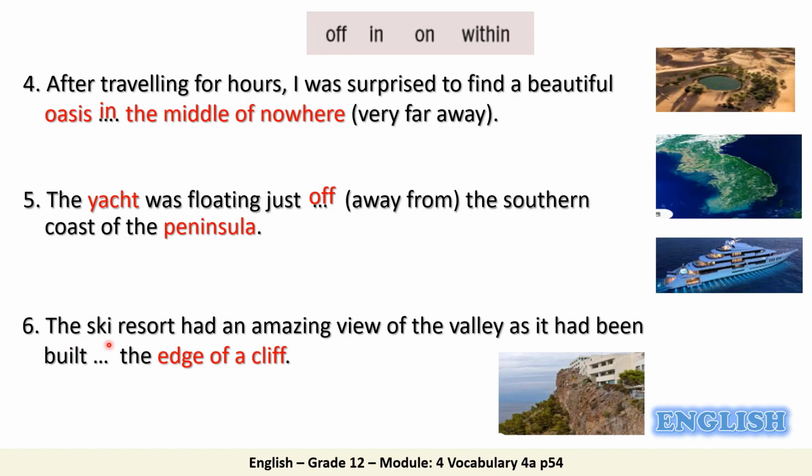Number 6, the ski resort. I've already elaborated on ski resort at the beginning of the video. Okay, it had an amazing view of the valley as it had been built, your answer, on the edge of a cliff. This is called the edge of a cliff, and we use the preposition on. So this building is built on the edge of a cliff. This is called a cliff, and this is its edge, right? Let's continue.